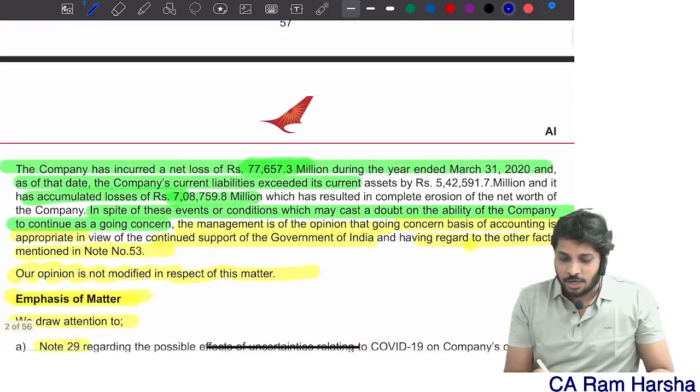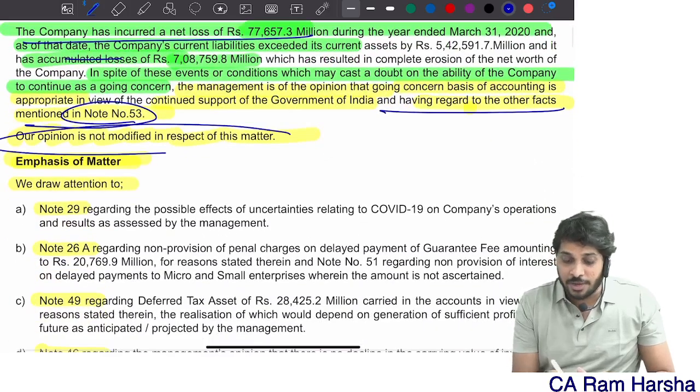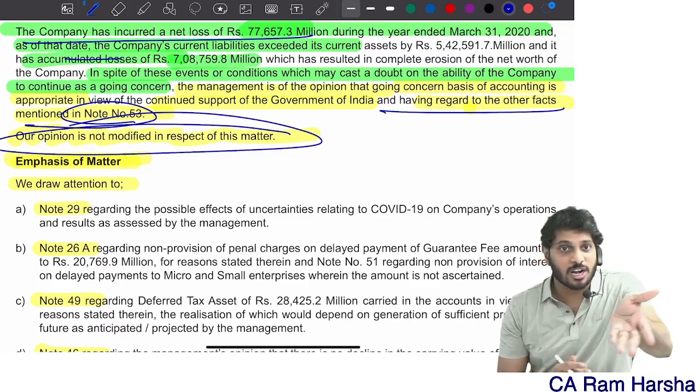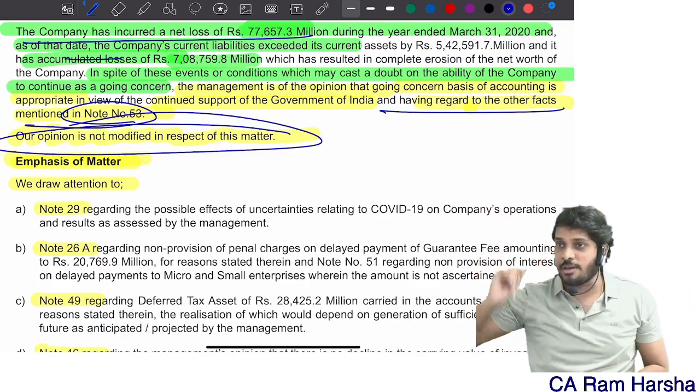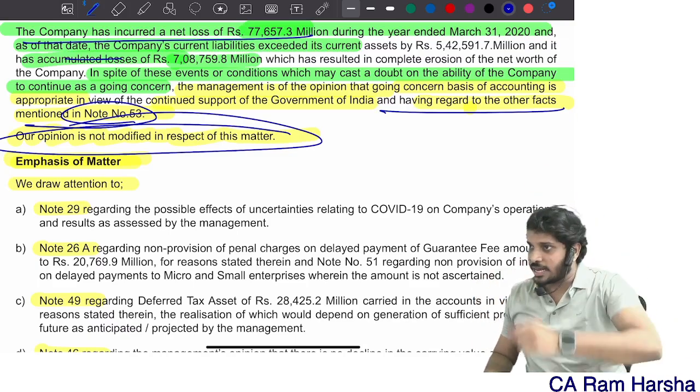You see, Air India, we draw attention to, so like having regard to so and so fact, and our opinion is not modified. Same EOMP requirement only. Our opinion is not modified. All these points, where will they be? EOMP. Clear. That's it. 570 is over. This is what is there in the entire 570.